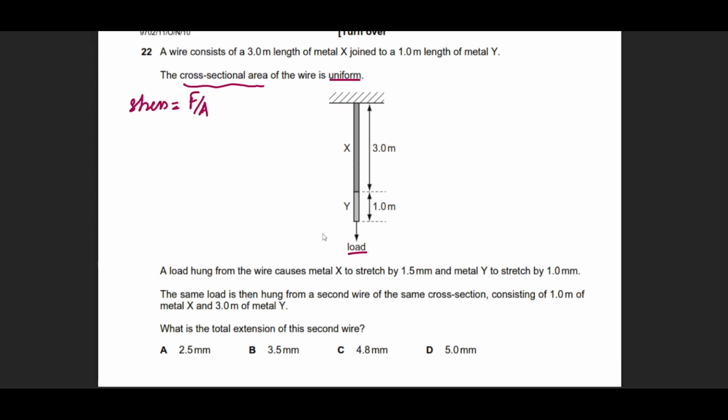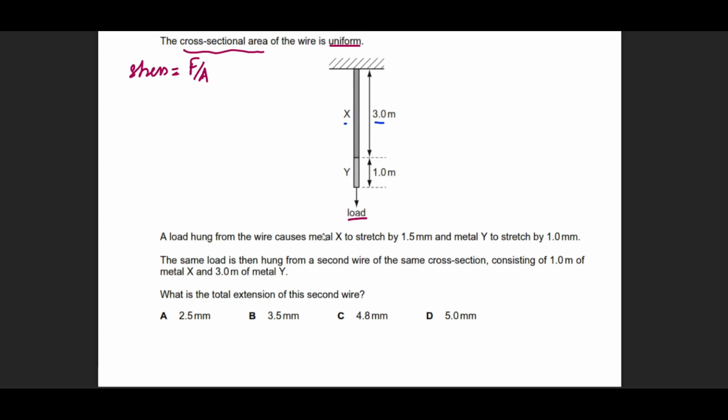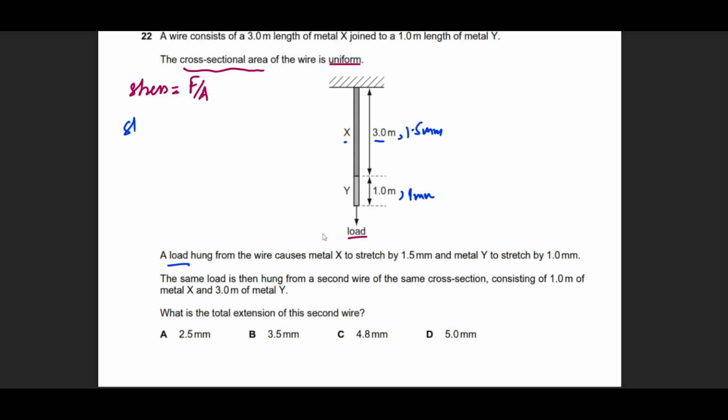So he says that the length of y is 1 meter, the length of x is 3 meters, and then he asks what will happen if the load is hung. What has happened is that x has stretched by 1.5 millimeters and y has stretched by 1 millimeter. What is this information? This information is basically about strain. So strain was change in length, delta x, divided by length.